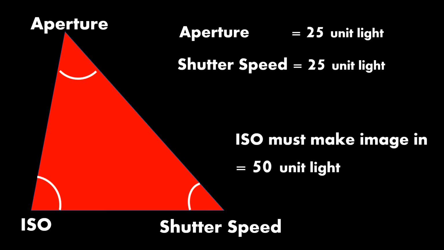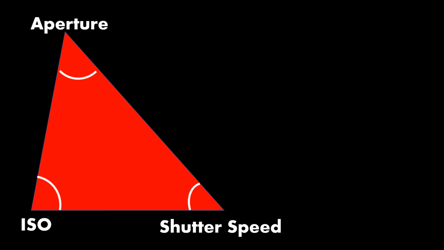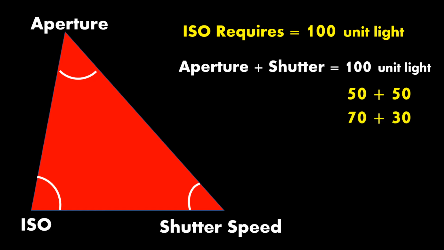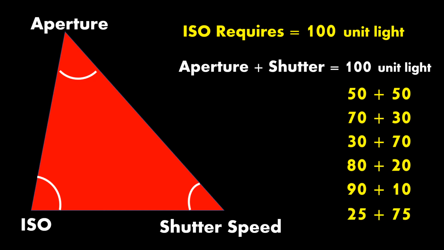On the other hand, if ISO requires 100 units of light to make the image, then shutter speed and aperture together must allow this 100 units of light to pass through the lens. It can be 50 plus 50, or 70 plus 30, or 30 plus 70, or 80 plus 20, or even 90 plus 10, or for that matter 25 plus 75, or whatever combinations you can think of. In short, the property of a triangle must be maintained.